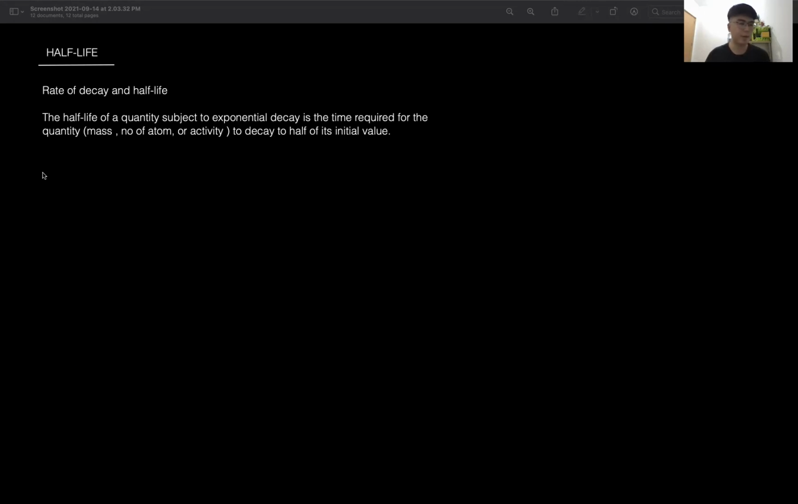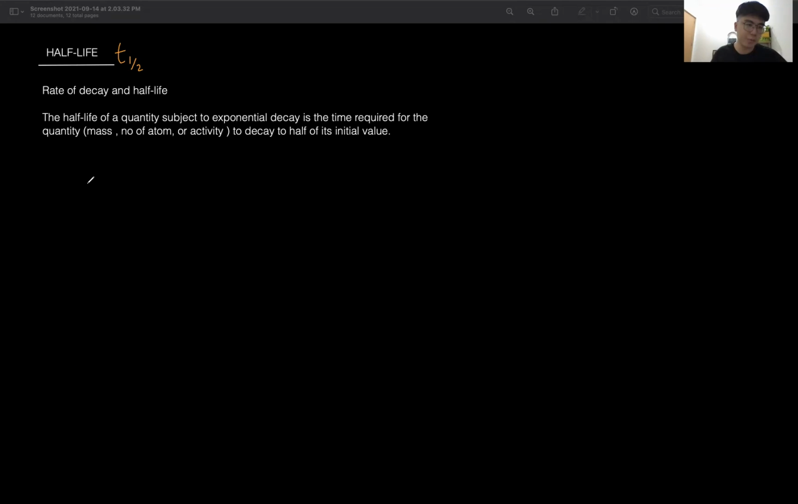Okay, what does that mean? The half-life, denoted as T half, it should be a lowercase t. T half is the time it takes for the radioactive substance to decrease to half of its original amount. Now, how do we measure it? There are three ways you can measure it.